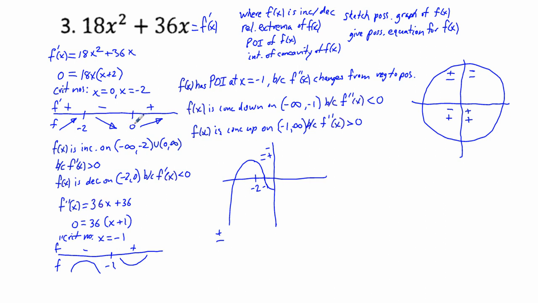And what happens at 0? Well, from 0 on, we are plus plus. So we're going to be plus plus, which means we're going to be increasing and concave up. So that's what the graph of our function is going to look like, basically.